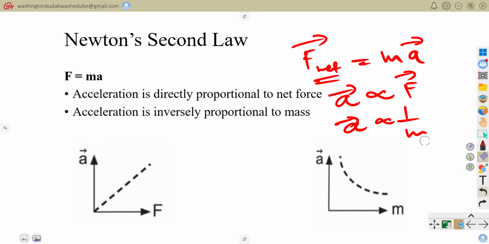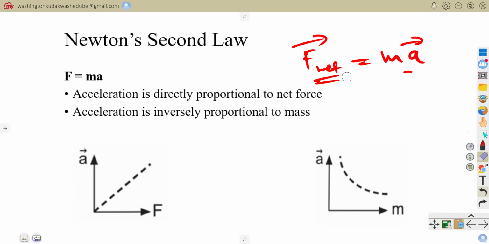I need you to remember these two graphs very well, and remember how we tend to apply them in real life, or else how we tend to apply them in the practice questions to come.